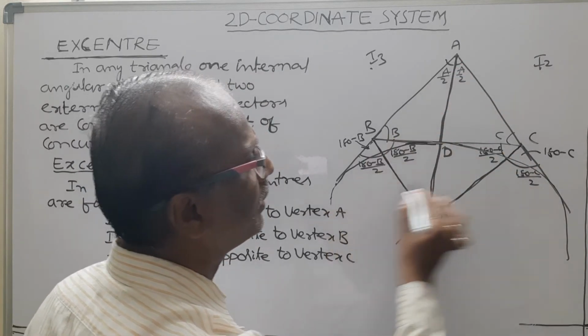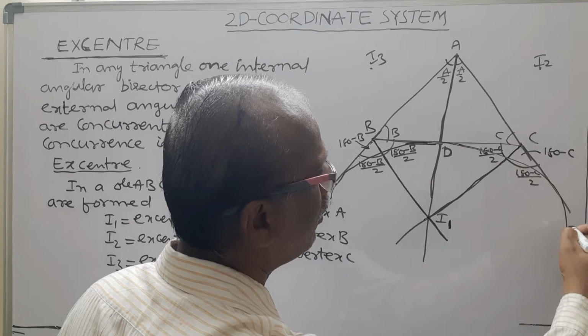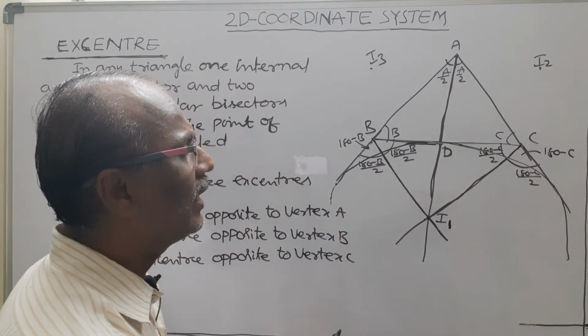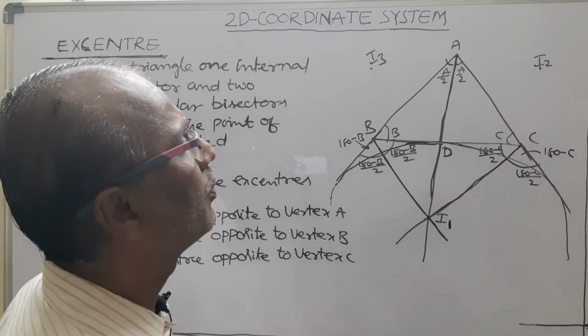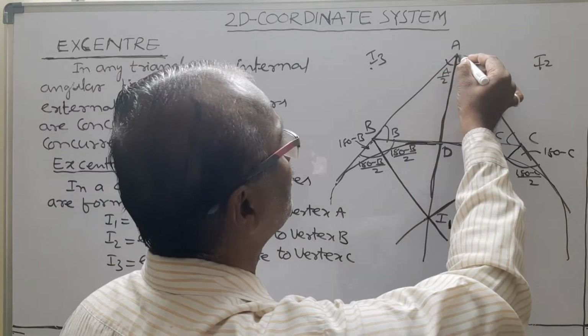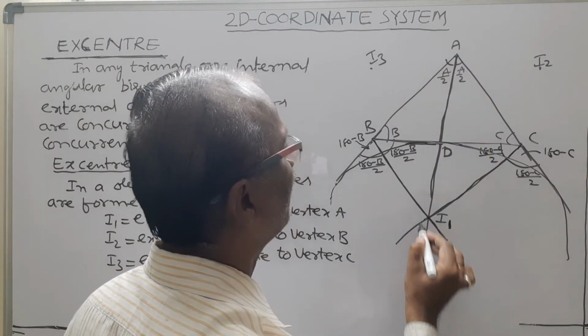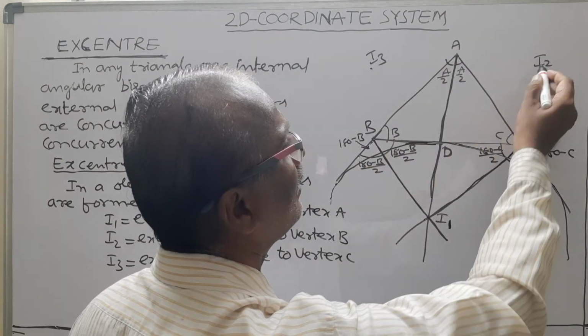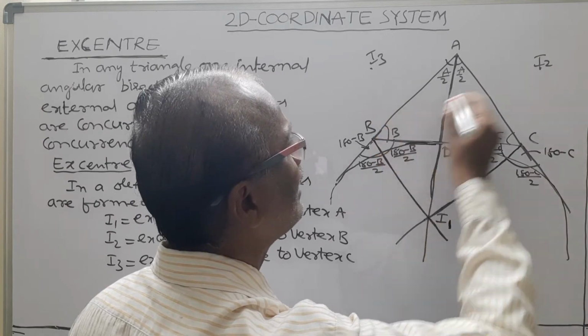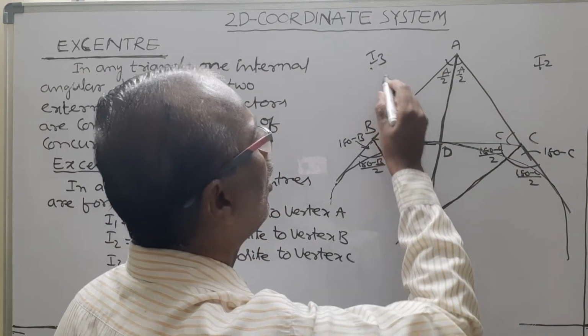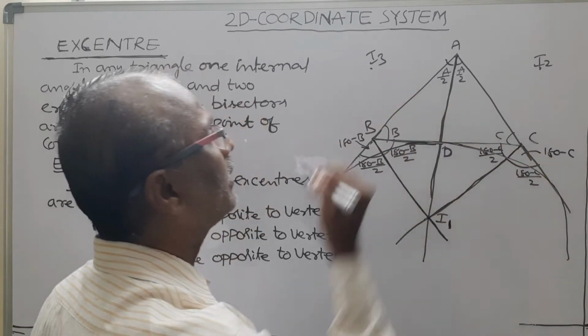This is the external part. The AC side and external part. This is the excenter. Here in a triangle, three excenters are formed. Here the excenter opposite to vertex A is represented by I1. The excenter opposite to vertex B is represented by I2. Here the excenter I3 is opposite to vertex C.